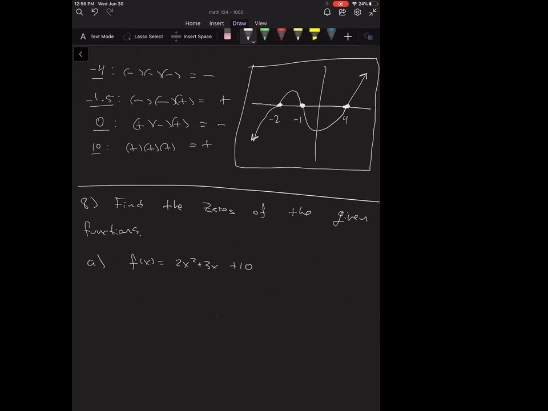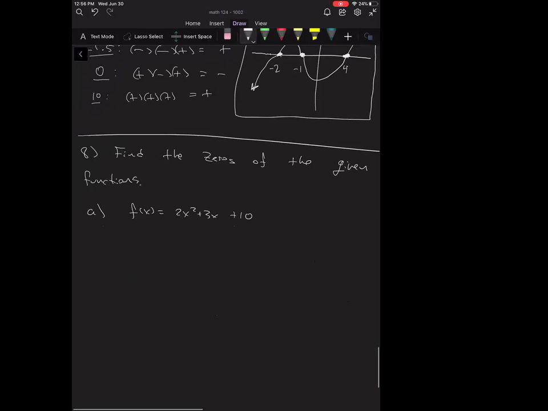So the first step is always to factor. If we try to factor this, we're going to see that we can't actually. So we need to use the quadratic formula. So x equals negative b plus or minus the square root of b squared minus 4ac, all over 2a. So in this problem, our a is 2, b is 3, c is 10. So we just plug that into this formula.